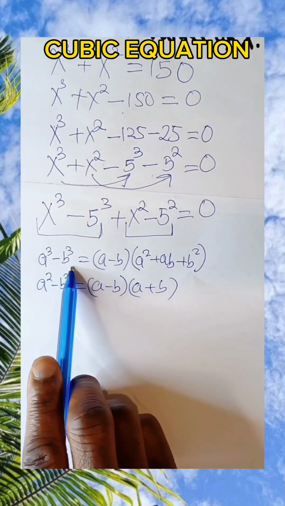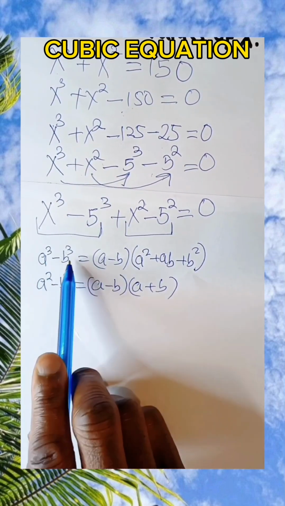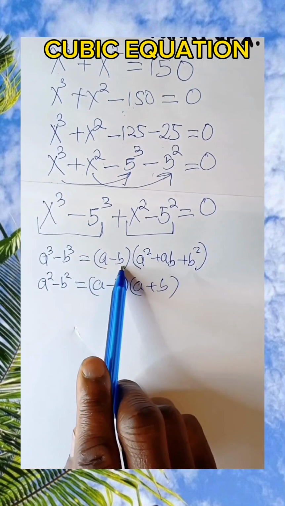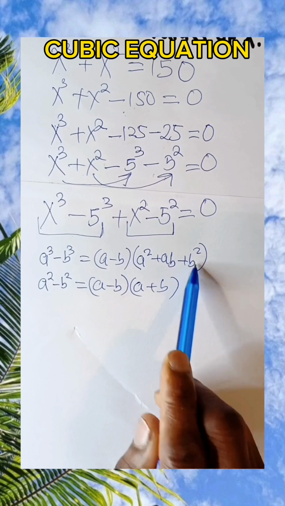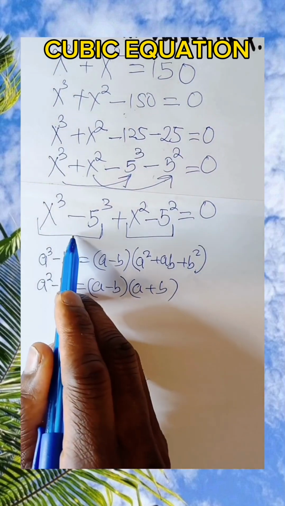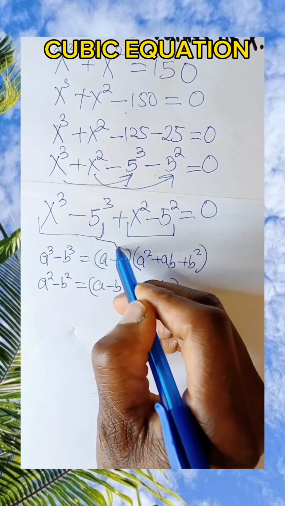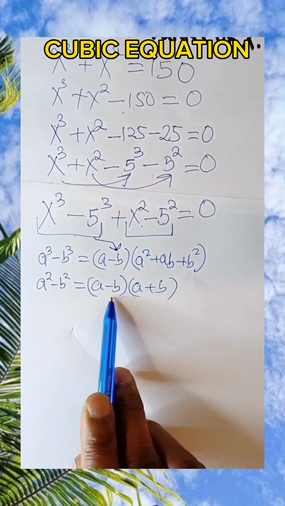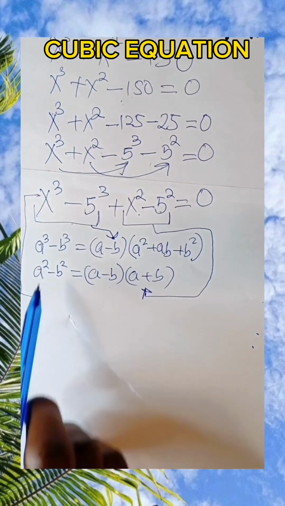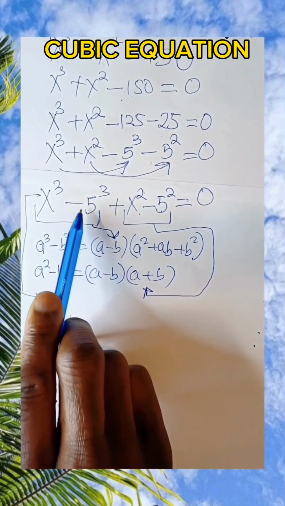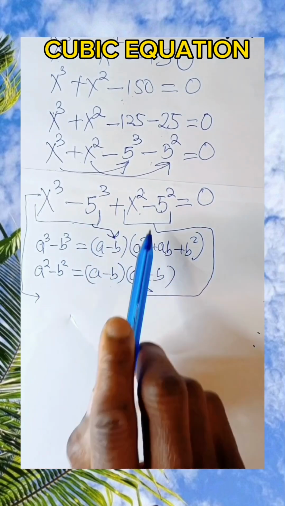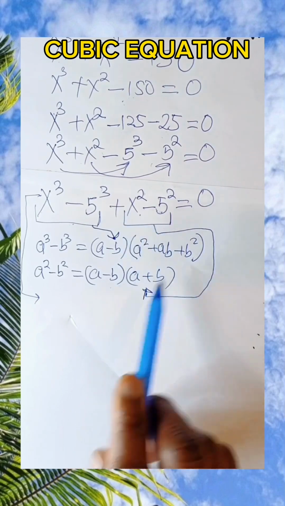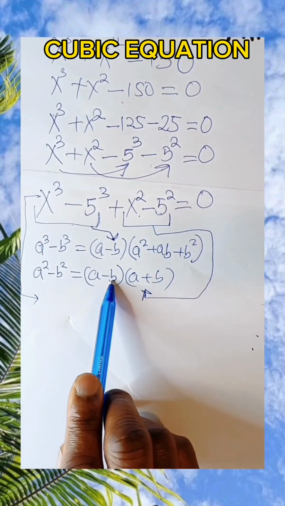This is the difference of 3 cubes identity. A cubed minus b cubed is equal to a minus b times a squared plus ab plus b squared. We are going to write our expression in this format. And we will write the difference of 2 squares in this format. x will represent a and 5 represent b. In the difference of 2 squares, x will represent a and 5 represent b.